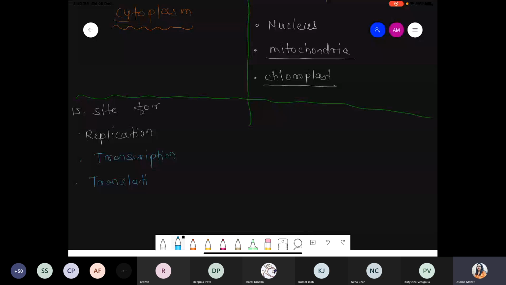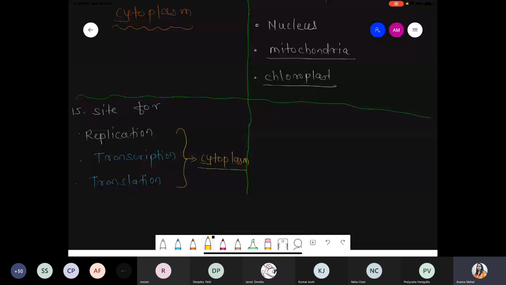So replication means from the one copy of the DNA we form the two copies. Transcription means from DNA we can form messenger RNA, and translation means formation of the protein. So all these processes, they occur simultaneously in common cytoplasm. So they are present in cytoplasm.